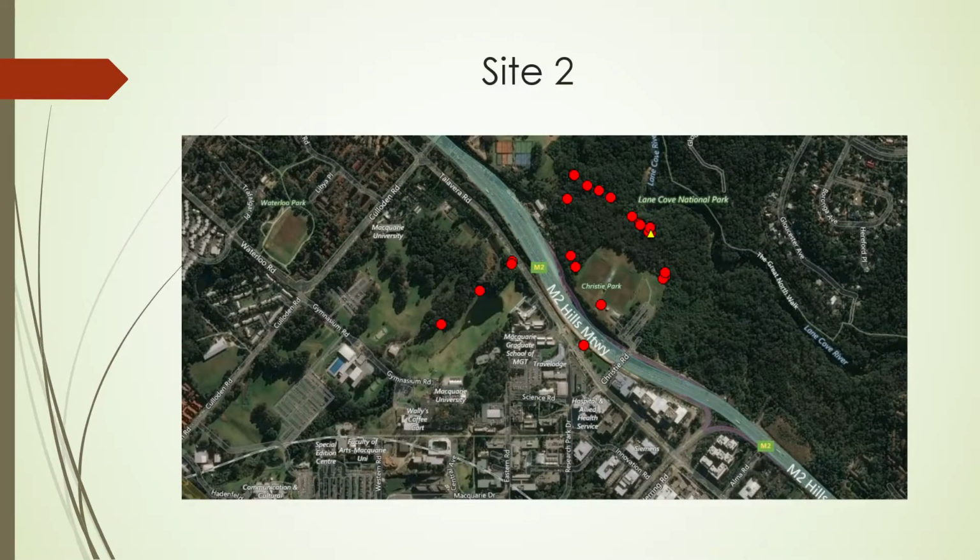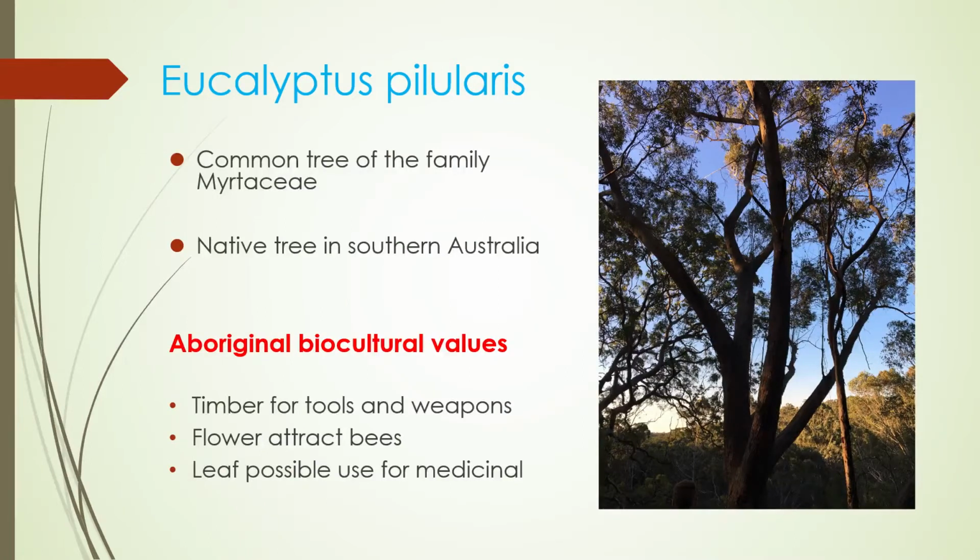The next one is Site 2. You can find Eucalyptus pilularis in this area. It is a common and dominant tree of the family Myrtaceae native to southeastern Australia. In Aboriginal biocultural values, its timber can be used for tools and weapons. Also, the flowers can attract bees, and the leaves can be used in the medical field.